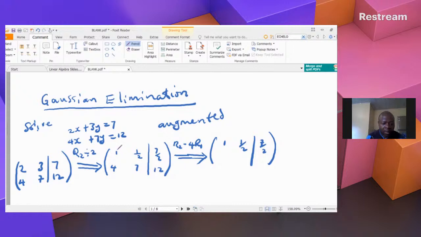Now, 4 minus 4 multiplied by this gives us 0. And then 7 minus 4 multiplied by this. 4 multiplied by this would be 2, so this gives us 5. And this 12 minus 4 multiplied by 7 out of 2. In fact, this is 14. So 12 minus 14, that is negative 2.